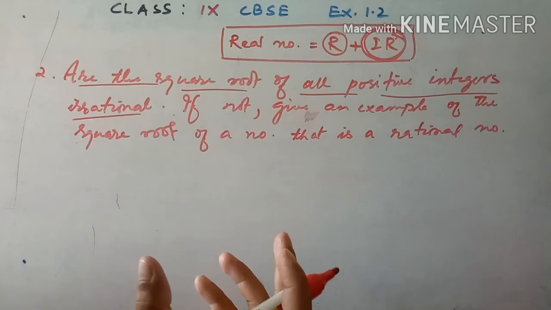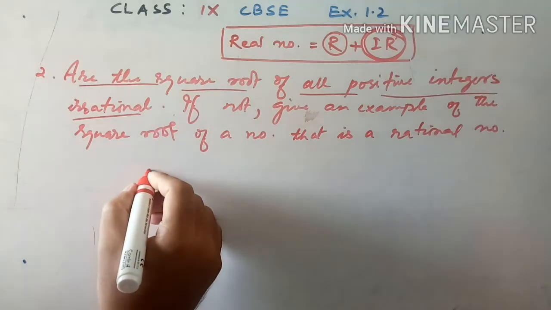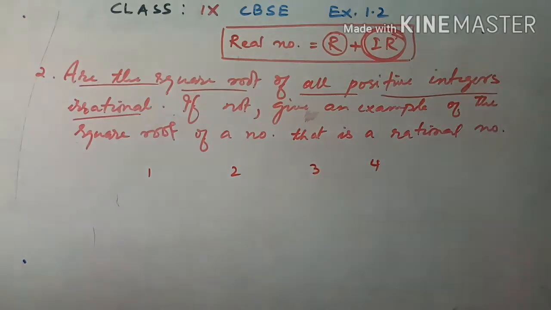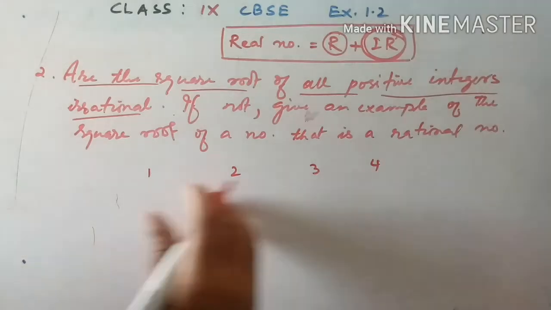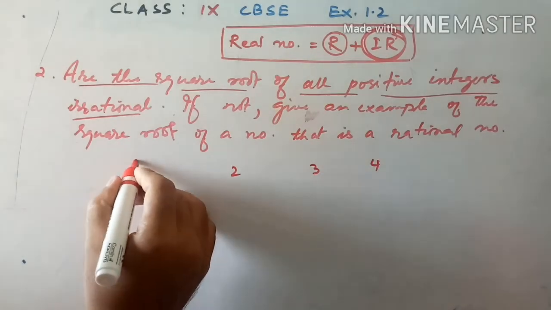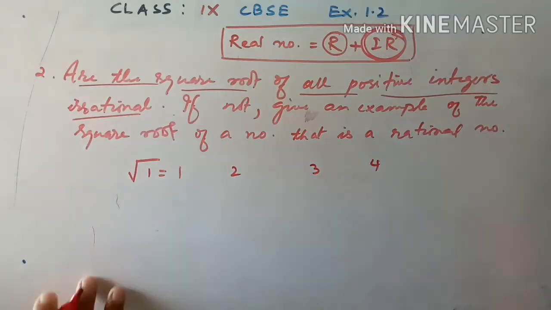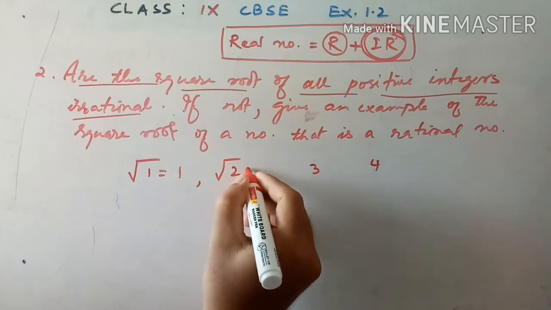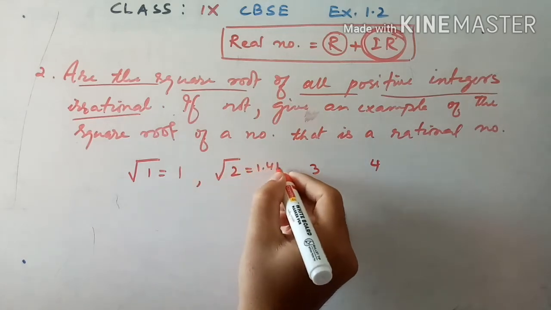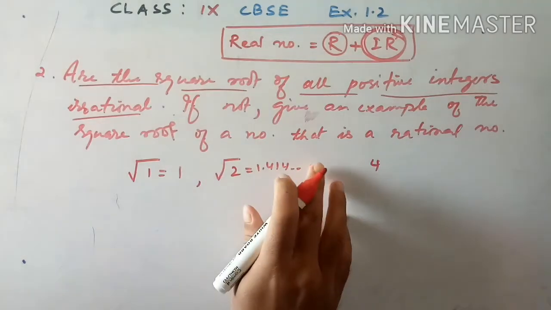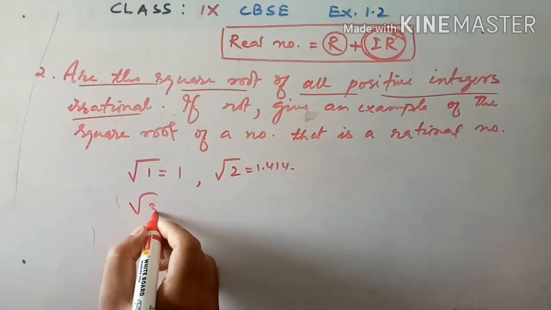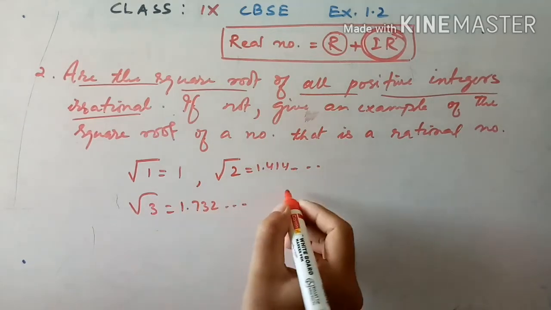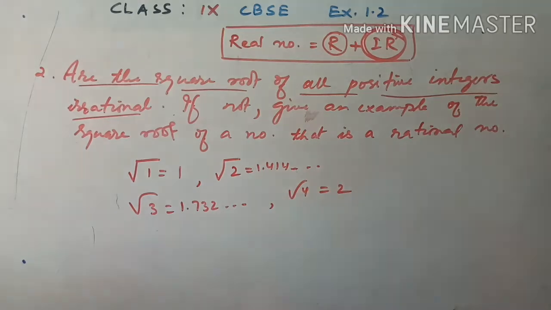Let us take some examples of positive integers. First I will take 1, 2, 3, 4. So all are positive integers. If I find the square root of 1, the answer will be 1. If I find the square root of 2, it will come 1.414, like that it will go on. Then if I find the square root of 3, it will go on 1.732, and the square root of 4, the answer will be 2.